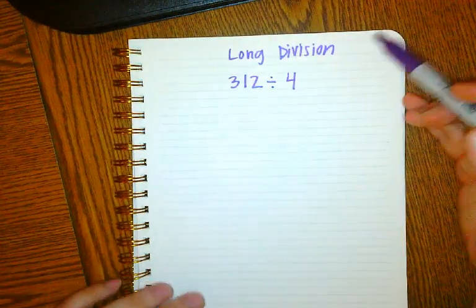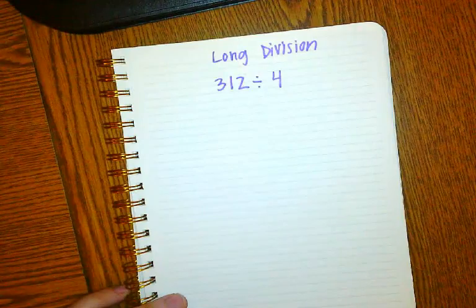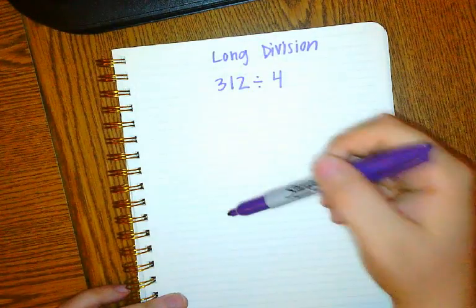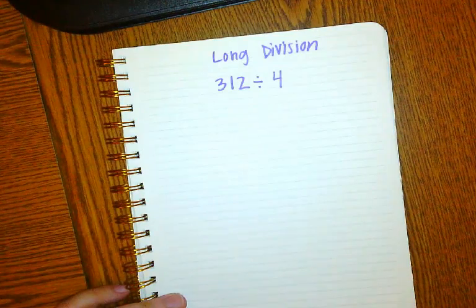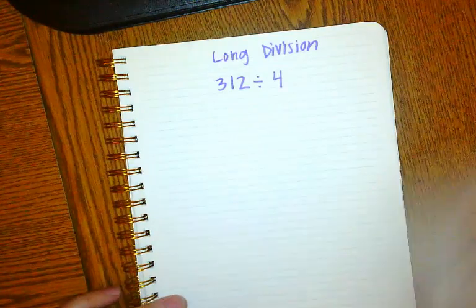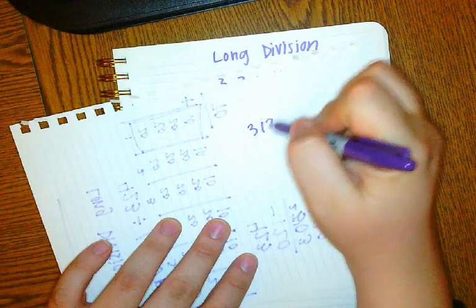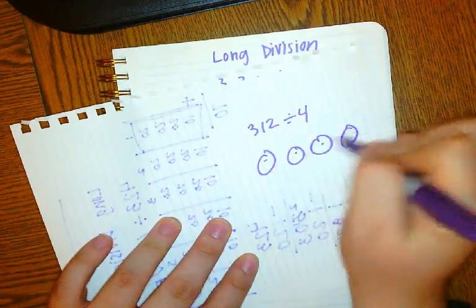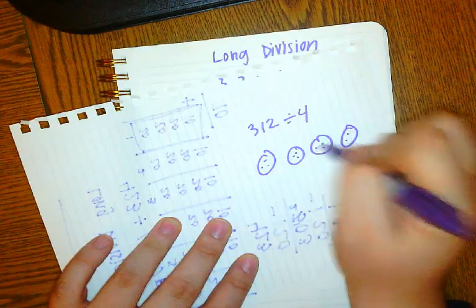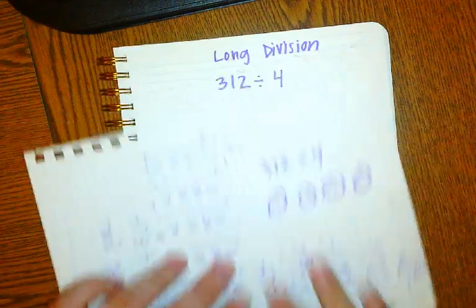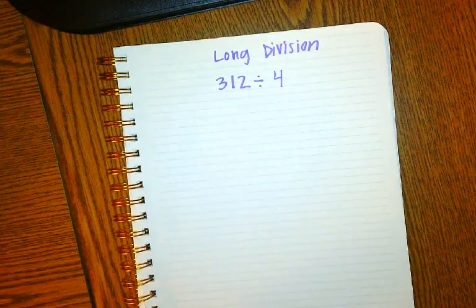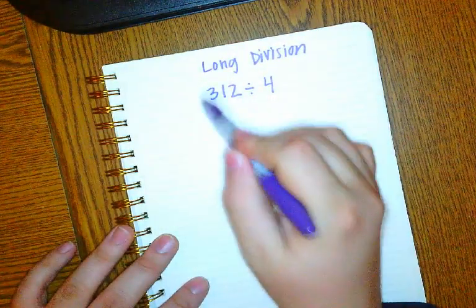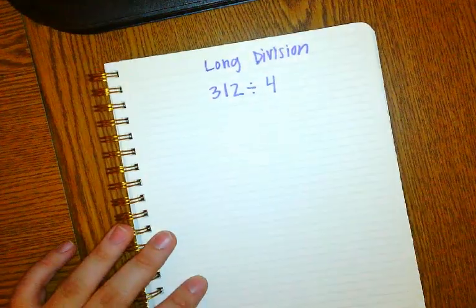Now we know when we learned division earlier in this year and maybe even last year that we could do 312 minus 4, minus 4, minus 4, all the way until we get to 0. That would take a very long time. We could also do 312 divided by 4 groups, and we could put little tally marks until we get to 312. But that would take a very long time. So 312 divided by 4, all we're doing is breaking 312 into 4 groups.